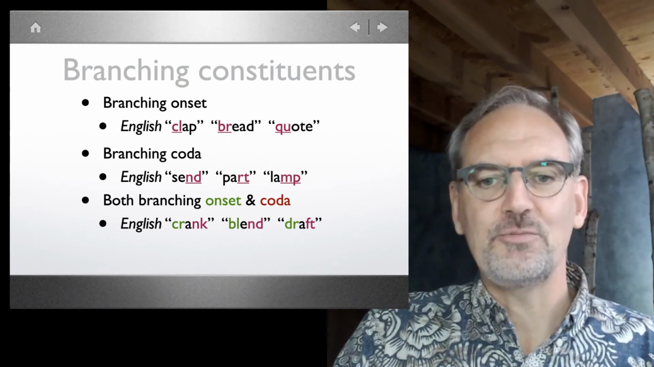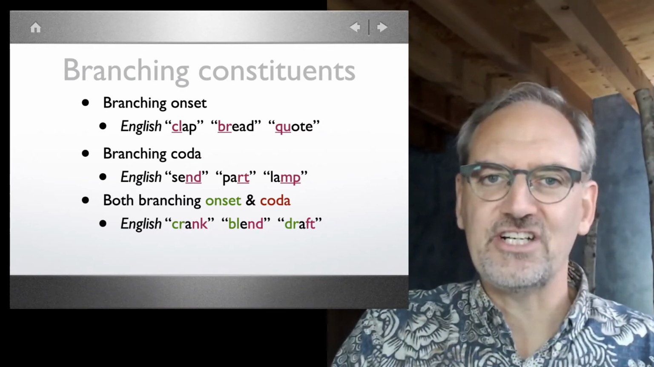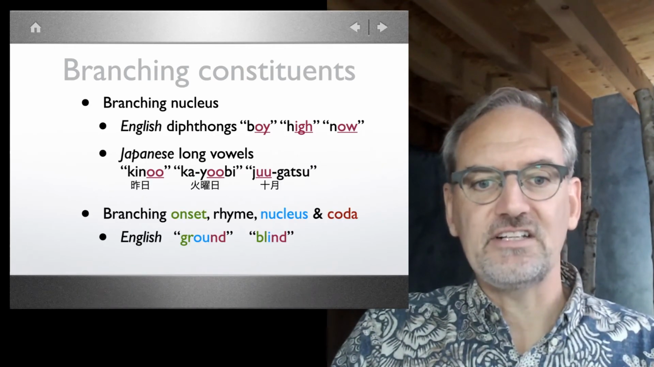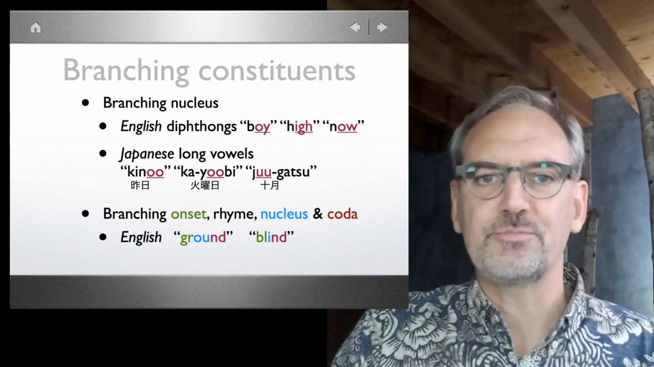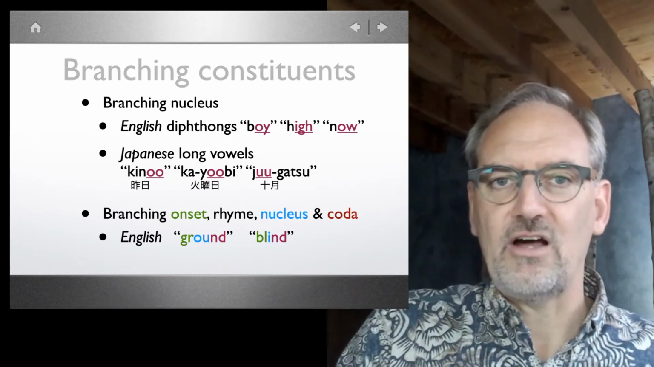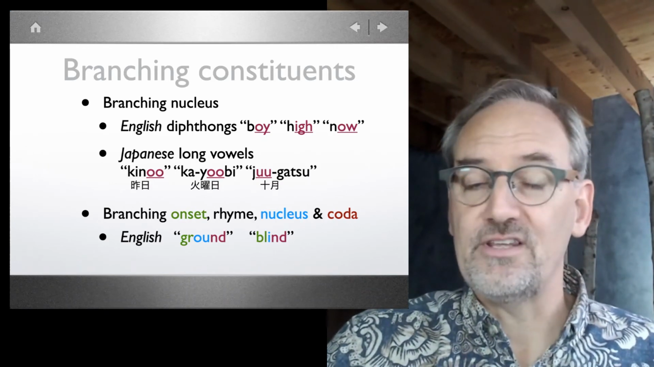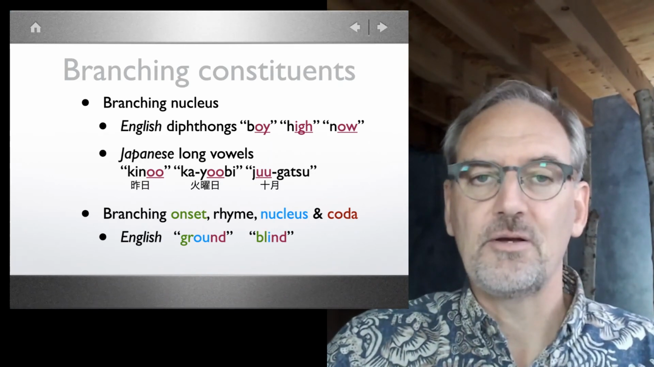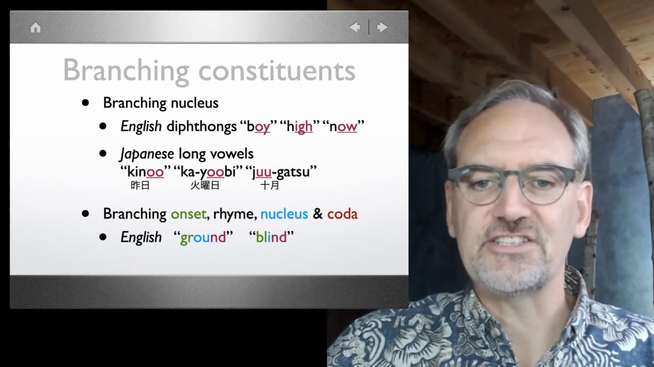Right? Blend would be the same. Draft would be the same. Right? Each of these has a branching onset and a branching coda. It's even possible to find examples of all constituents branching. Right? So we've already seen that branching nucleuses are those with diphthongs, like boy, hi, now. Right? Or in the Japanese examples from last week, we saw long vowels represent branching nucleuses, like kino, kayobi, 10月.